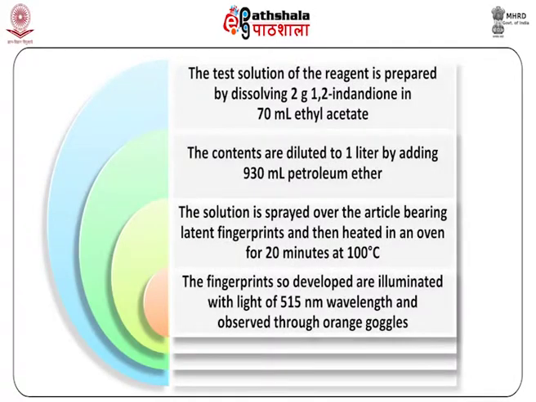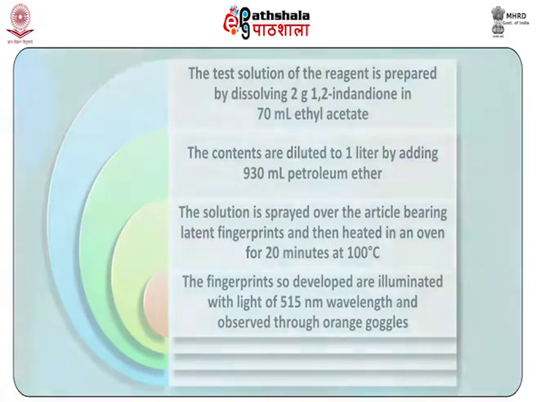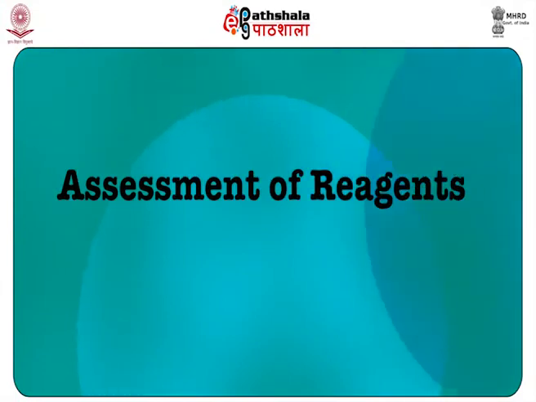A test solution of the reagent is prepared by dissolving 2 gram 1,2-indandione in 70 ml ethyl acetate. The contents are diluted to 1 liter by adding 930 ml petroleum ether. The solution is sprayed over the article bearing latent fingerprints and then heated in an oven for 20 minutes at 100 degrees Celsius. The fingerprints so developed are illuminated with light of 515 nanometer wavelength and observed through orange goggles. Finally, these are photographed. Now, let us see the assessment of these reagents.